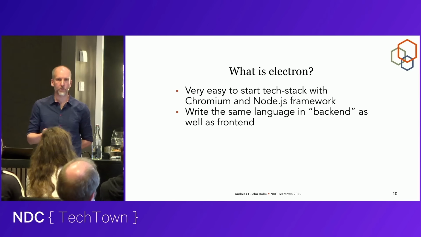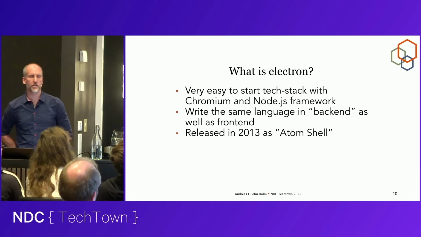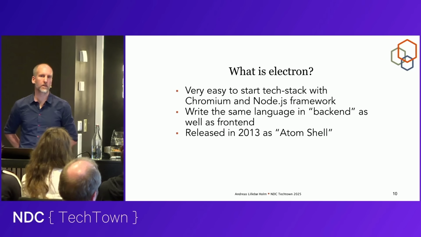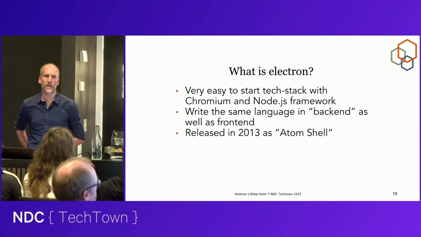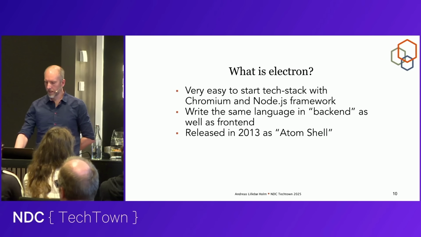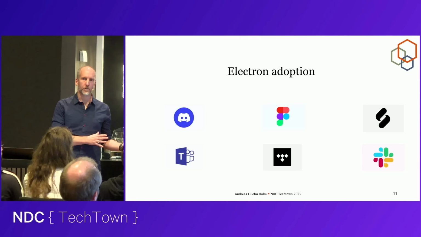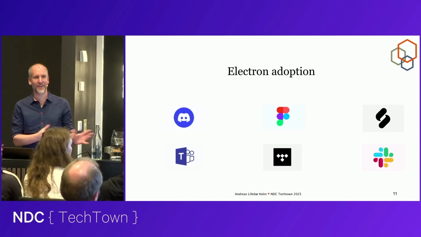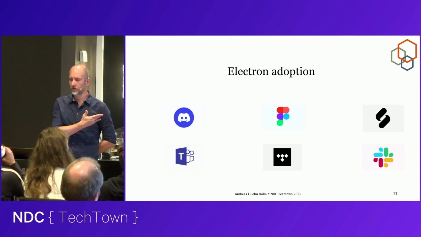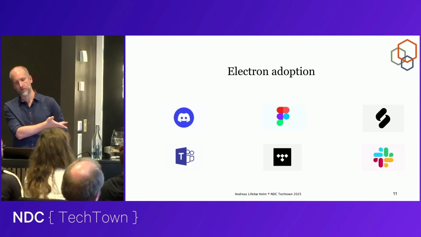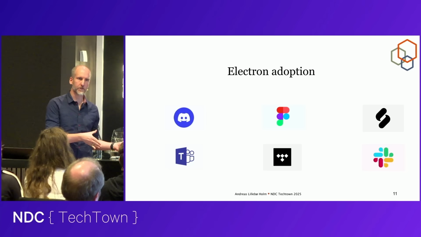So it's convenient. It was released in 2013, and it was originally called Atom Shell before it migrated into the Electron name a few years later. And to be honest, Electron has a huge adoption. Almost every app I use and find out there is using Electron. Here you have some examples: Discord, Microsoft Teams, Figma, Tidal, Splice, Slack. All of these are using Electron today.